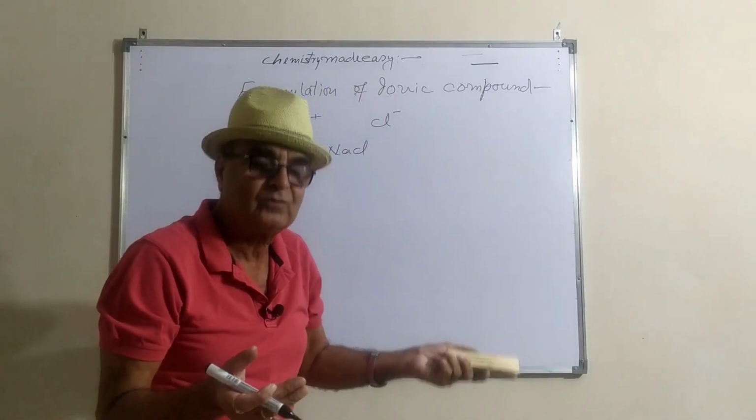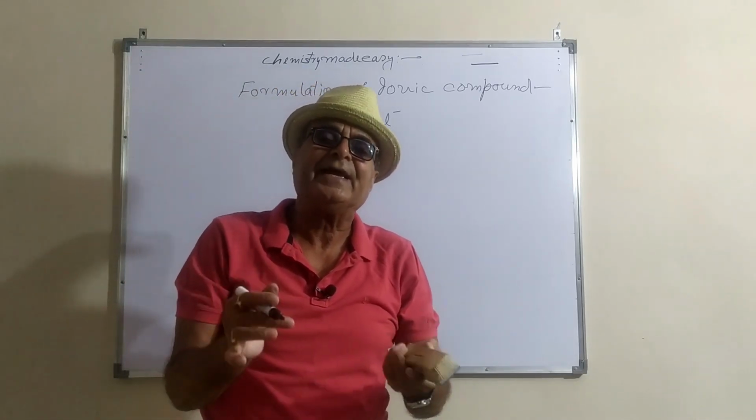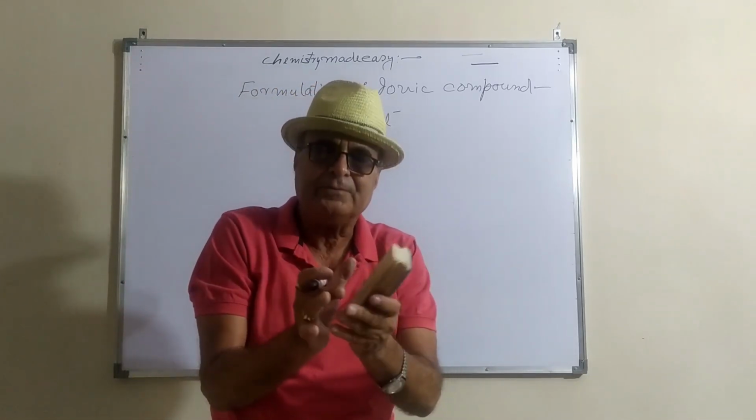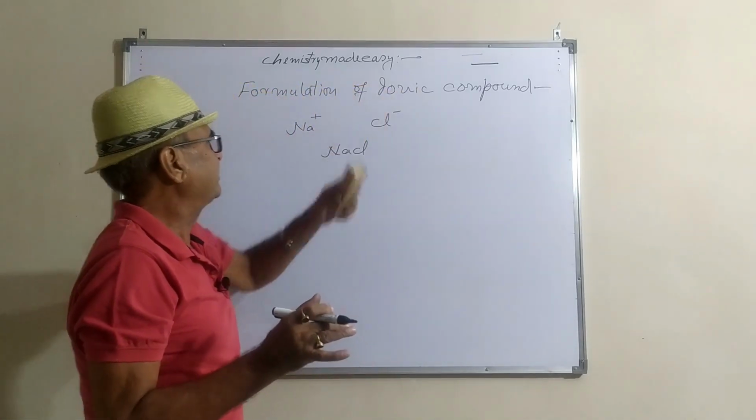What are ionic compounds? Ionic compounds are formed when the cation and anion combine with each other, then it is an ionic compound.